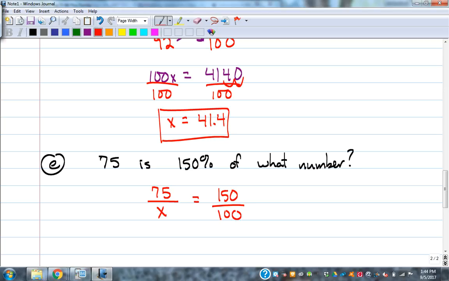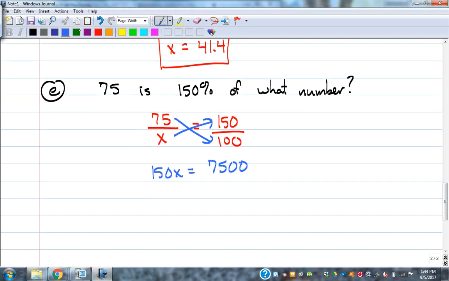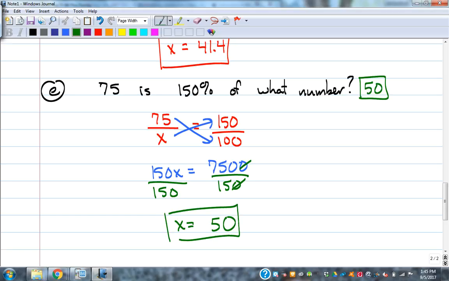Okay. Cross multiply. 150x equals 7,500. Divide. Zeros cancel. 15 goes into 75 five times. One zero left over. 50. 75 is 150% of 50. Not a percentage there, just a number.